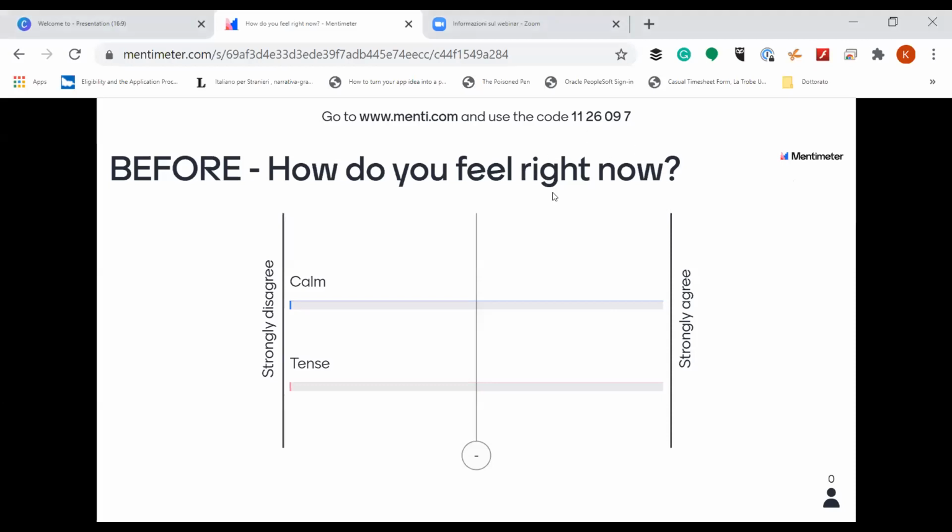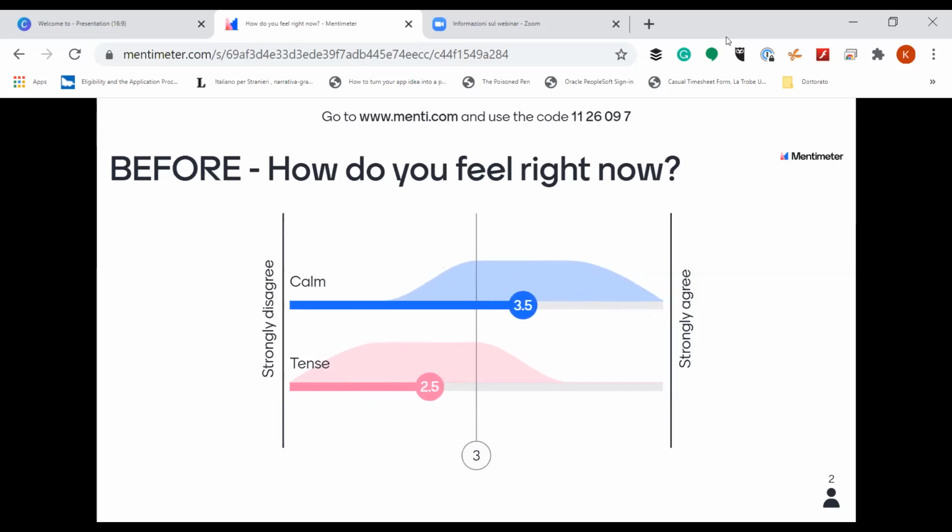So, if you want to access, this is the code: 1126097, and you can choose, and I think there are 5 numbers, so you can decide how you feel right now in this very moment. What is your feeling at the moment? How calm do you feel, and how tense do you feel?